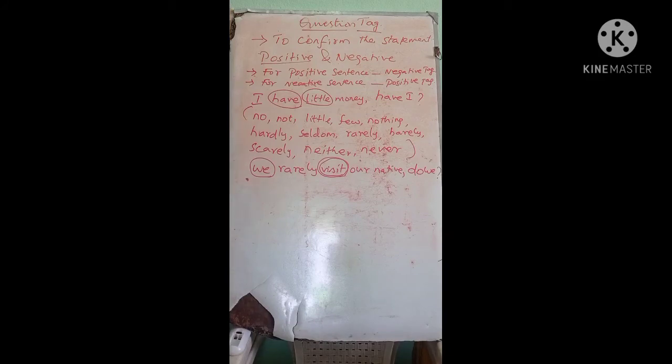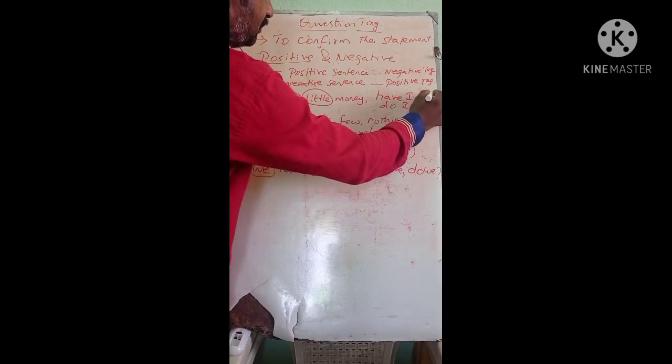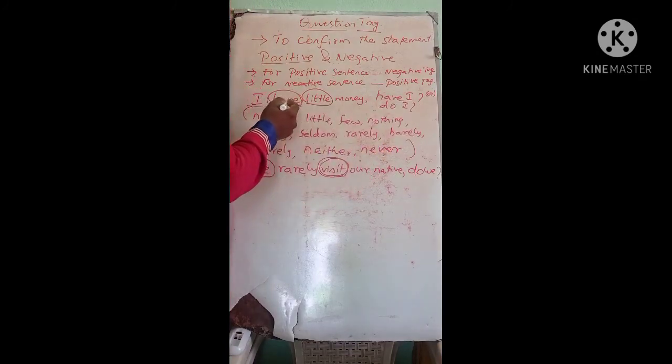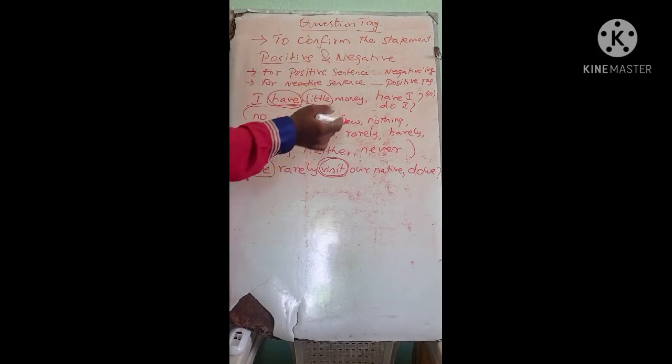For this sentence, "do I," if you consider have as a main verb, then you should go for an auxiliary. Have is present tense, I is the subject, so we should use do. So for this sentence, "do I" is also the right answer. "Have I" or "do I," both are right. Why? Because have can function as a main verb as well as an auxiliary. If you consider it an auxiliary, the answer is "have I." If you consider have as a main verb, "do I" is the right answer. Clear?